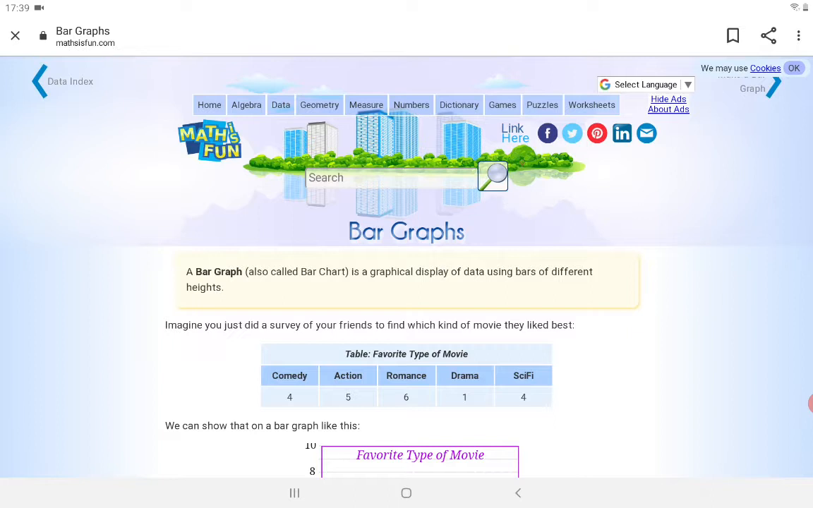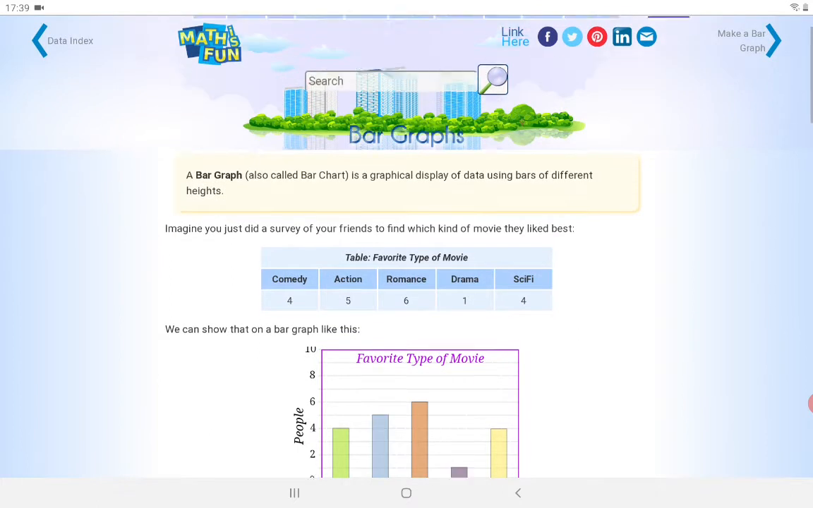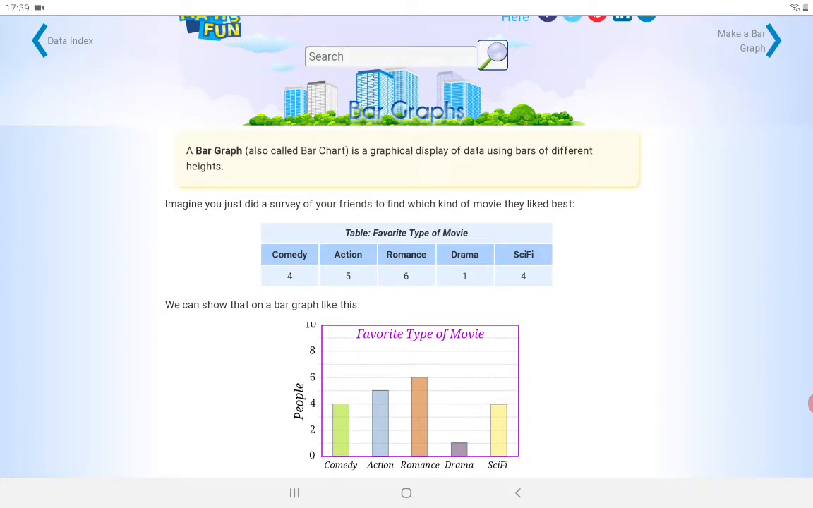Imagine you just did a survey of your friends to find which kind of movie they like best. On the table we see here, the table is called favorite type of movie. When the person was doing their collection of data, they were doing their tallies, they would have come across information that showed 4 people liked comedy most, 5 people liked action films the most, 6 people liked romance films the most, 1 person liked drama the most, and 4 people liked sci-fi films the most.